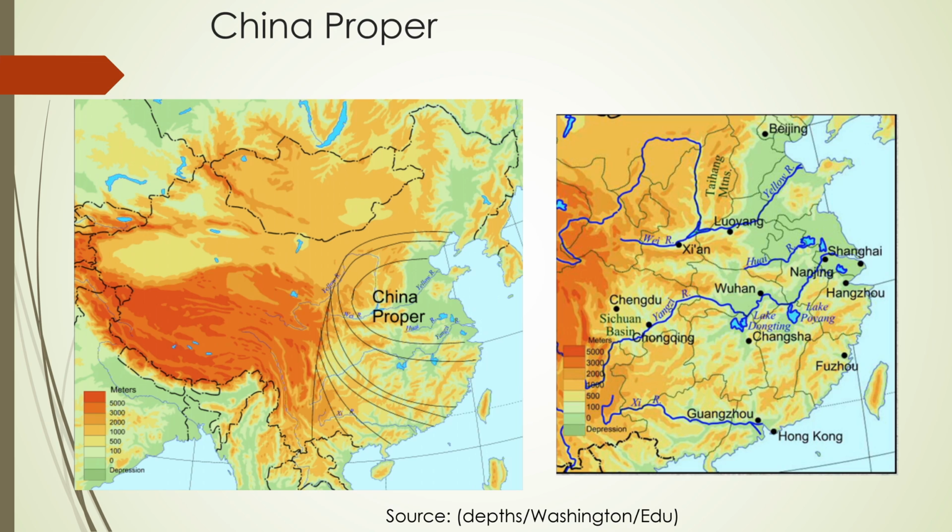According to the University of Washington, China can be divided into two main areas, China proper and Outer China, which was historically separated by the Great Wall of China. China proper, as can be seen in the images, is where the majority of the population of China lives.